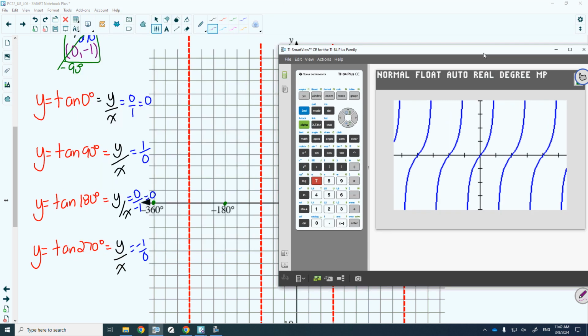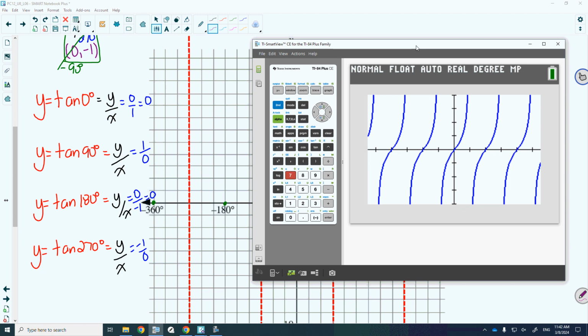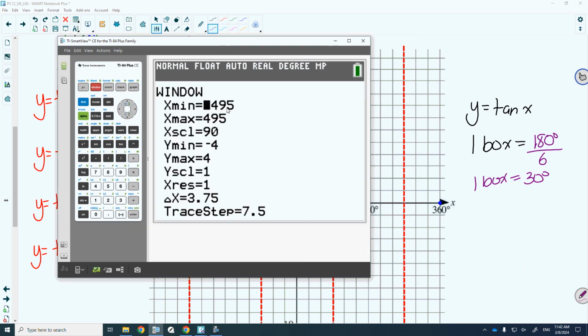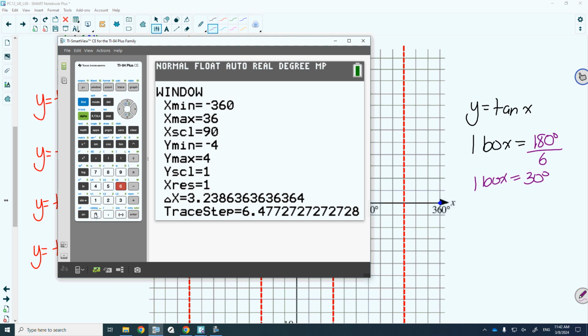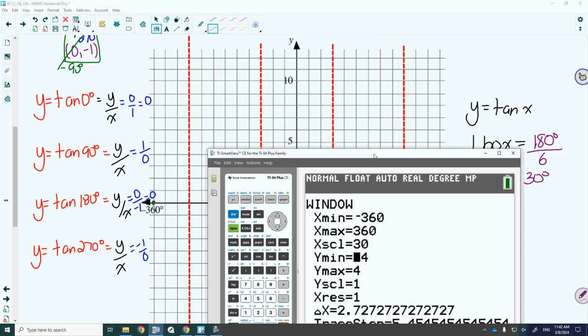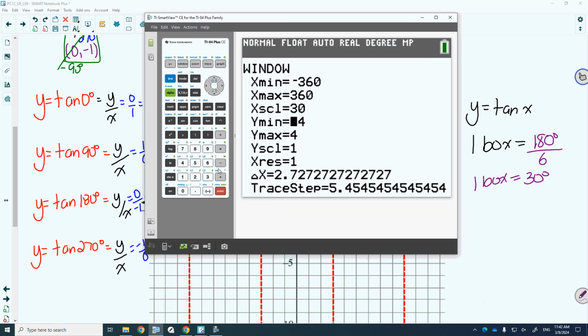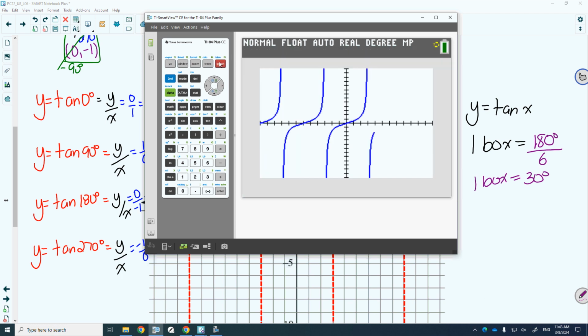Now we want to further adjust our window to go from minus 360 to 360. So I'm going to go to window. Right now it's going from minus 495 degrees to 495 degrees, but I want to go from minus 360 to 360. And I want my scale to go up by 30 degrees. Then my y's, this graph is going negative 13 to 13, scale of 1, and let's graph this.